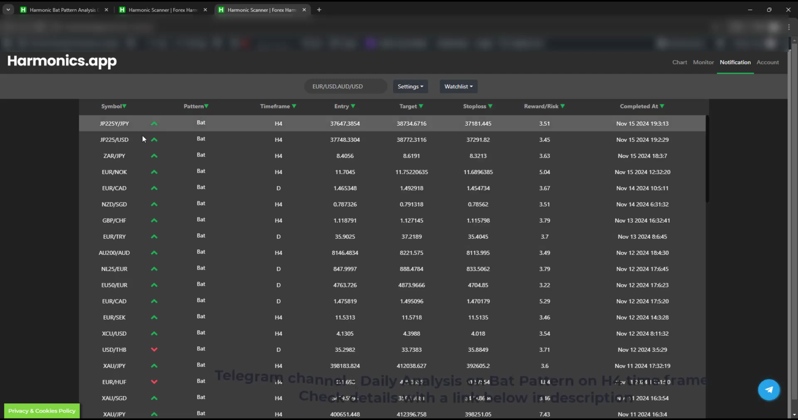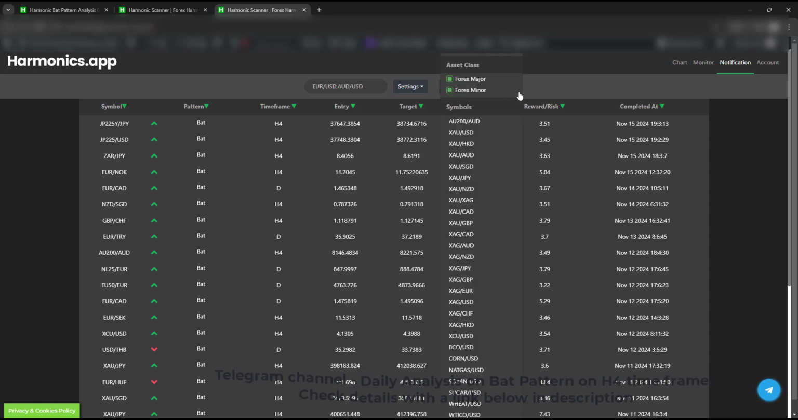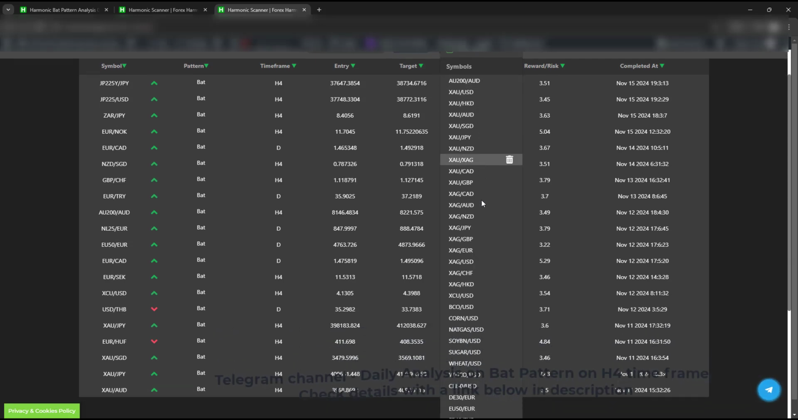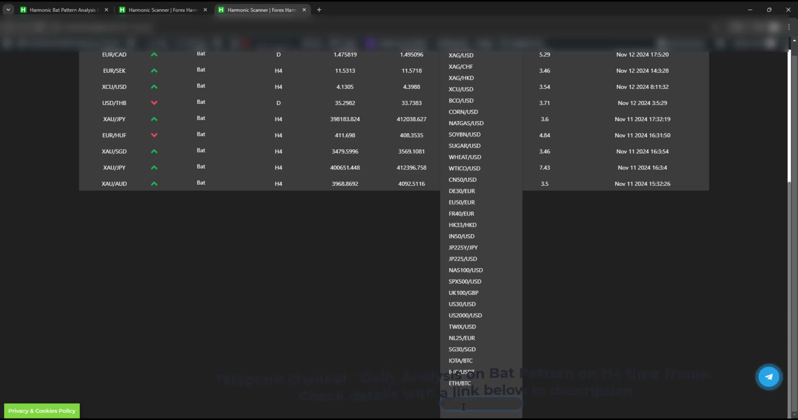Then inside this table I have populated all the symbols which are here inside the watch list. When you click on it, you can select Forex major and minor, but you can also add more of these symbols if you would like. So for example, I have also added Bitcoin here and Ethereum if you would like to use crypto. Simply click here inside this field for which symbols you would like and simply add it if it is not on the list.